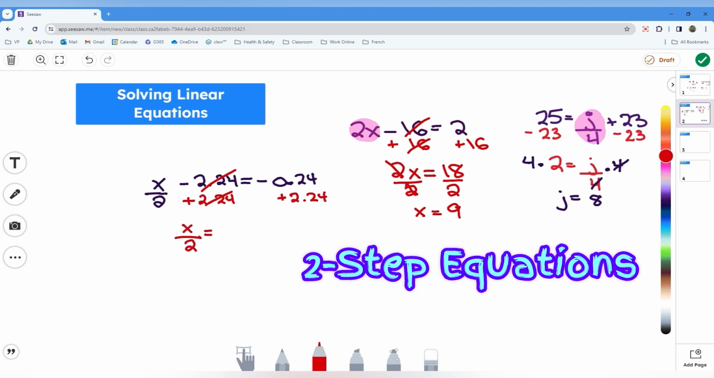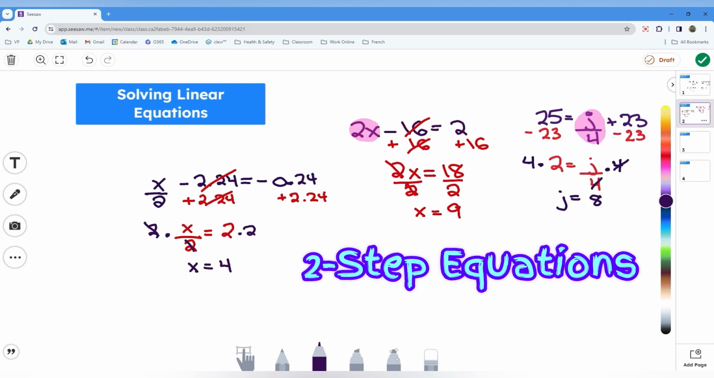On the right-hand side, if we were at minus 0.24 and we added 2.24, I am now at just a positive 2. Now I have a one-step equation where I must do the inverse of a division, and that would be to multiply. These will cancel, and our final answer is 2 times 2, which is 4.